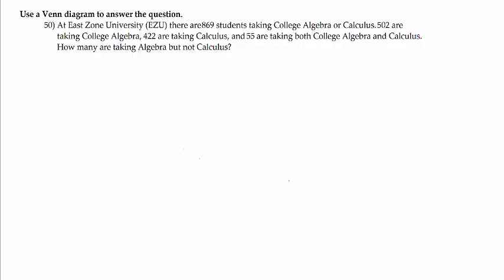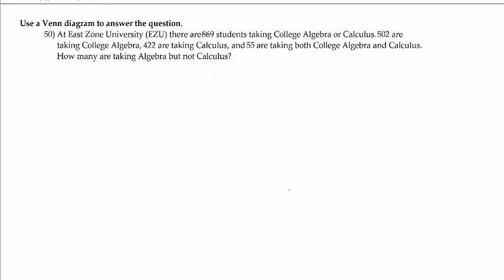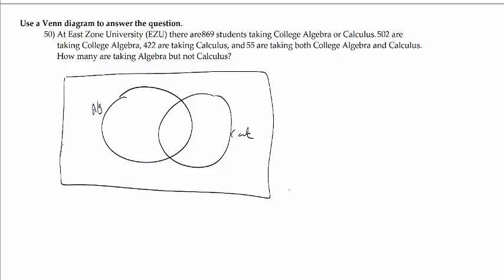Okay, so I'm going to go ahead and use a Venn diagram to represent this information. So I have a set here, we'll call this algebra, and then we have another set of students who are taking calculus. And then we have a set of all the students. Okay, so what information do we know?